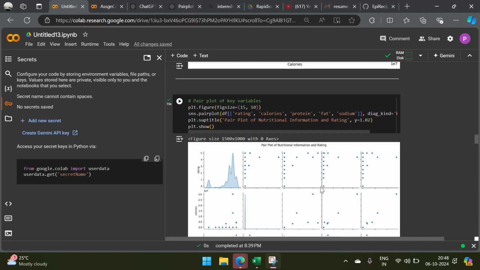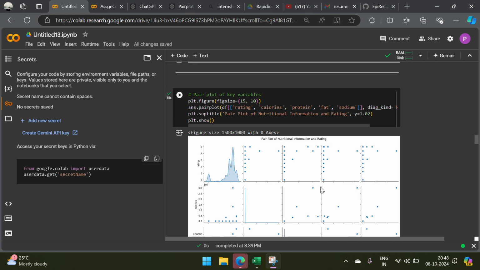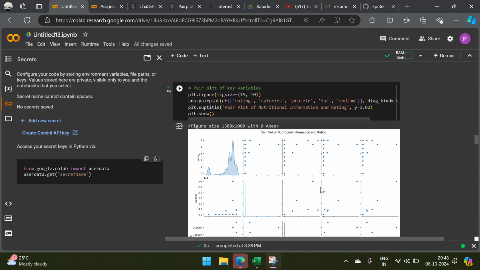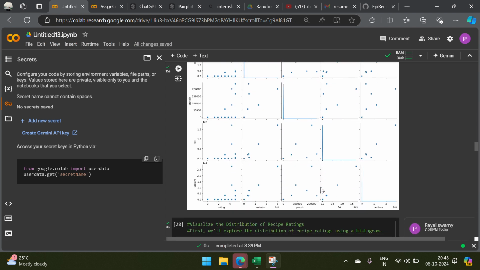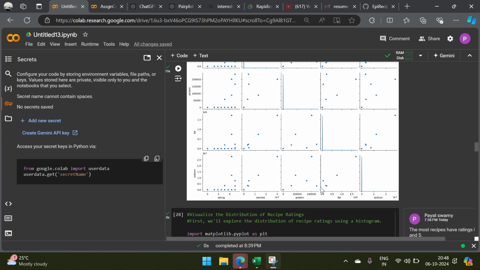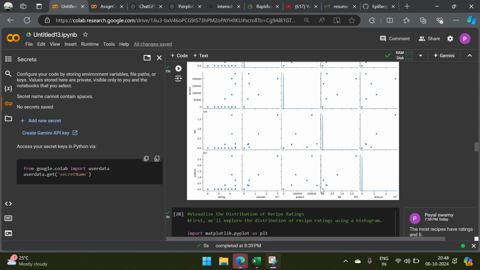Later, in the next visualization, I just created a pair plot between all the key nutritional values. Those are rating, calories, protein, fat, and sodium. And these are the core pair plots which came out, which show decent values here, and the relationship is being shown decently.